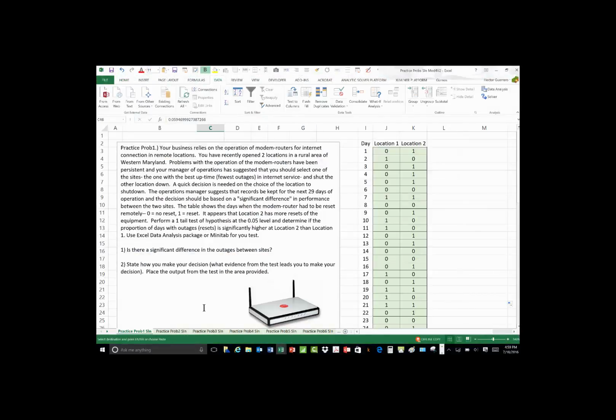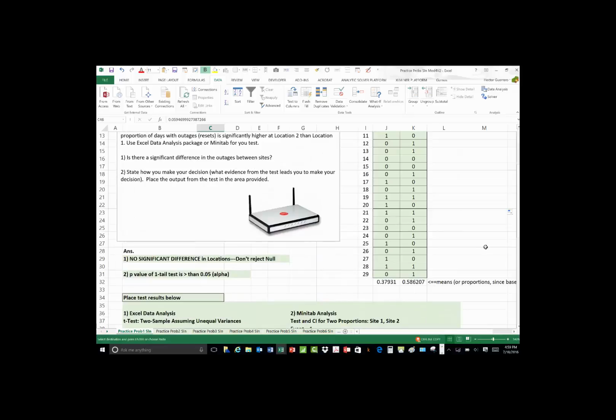Problem 1. You have a business and you rely on these modem routers, and you've got two locations. You record whether or not the locations have to be reset. You don't like to have to do that because, of course, you lose valuable capacity during the day when you do that. So you collect data on particular days, and you've got 29 days, and a 0 represents there was no reset, a 1 represents there was a reset.